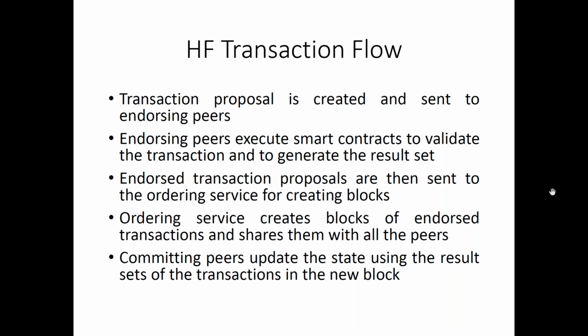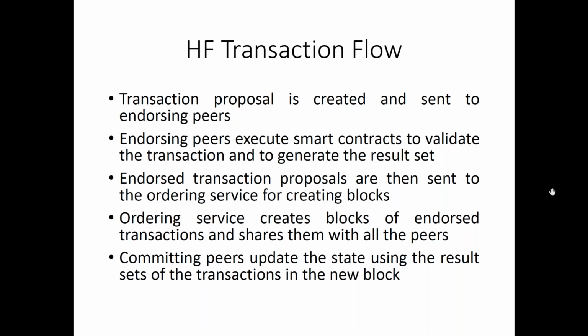So basically what is happening here is that if I want to do a transaction, I create a proposal and I send it to endorsing peers. This is like a transaction validation mechanism. Endorsing peers execute smart contracts that encode the business logic of how to process such transactions, and it validates the transaction and generates the result set. Result set essentially captures if this transaction were successfully executed, then what will be the resulting state of the system.